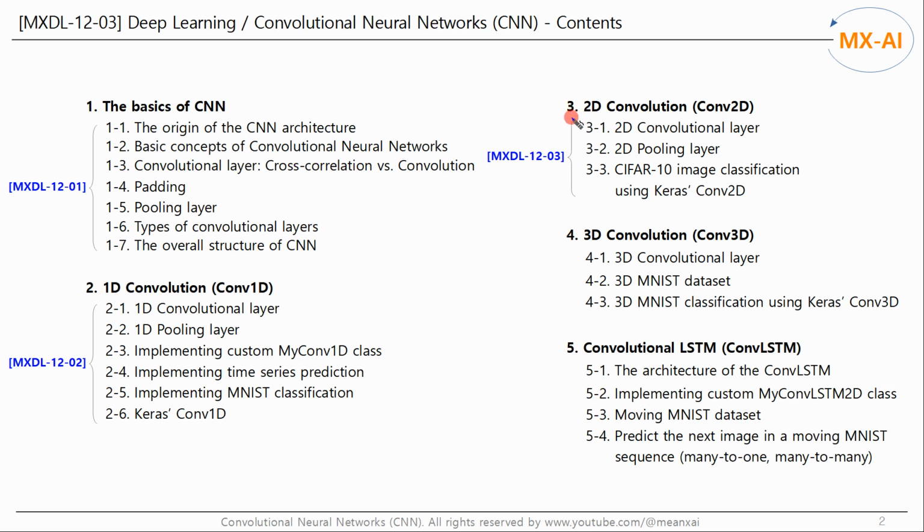In this video, we will take a closer look at a CNN model using 2D convolutional layers. Let's take a look at how the two-dimensional convolutional layer works. Let's take a look at the structure of the input and output of a 2D convolutional layer. And we will also look at a two-dimensional pooling layer. And let's use these layers to classify the CIFAR10 images.